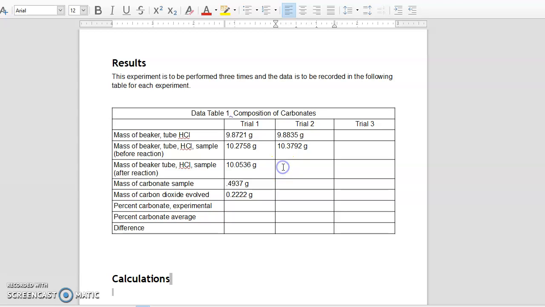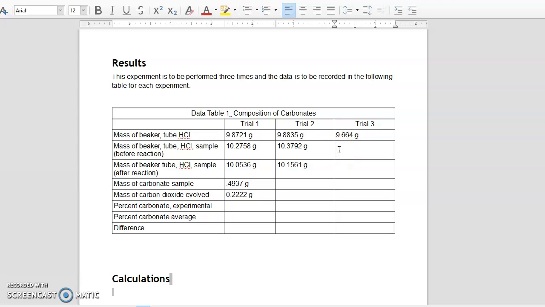And after the reaction, it was 10.1561 grams. Excuse me. And for the third trial, this was 9.664 grams.